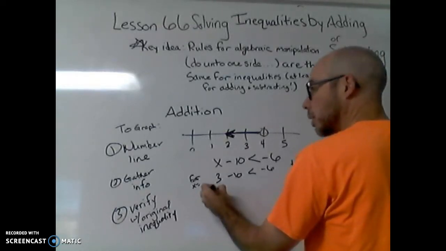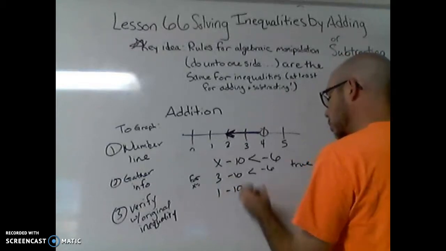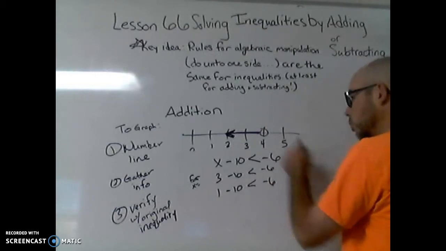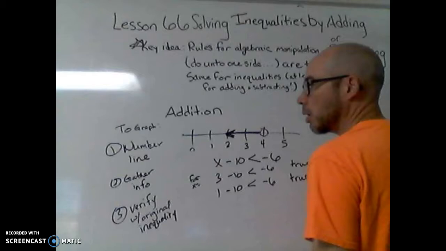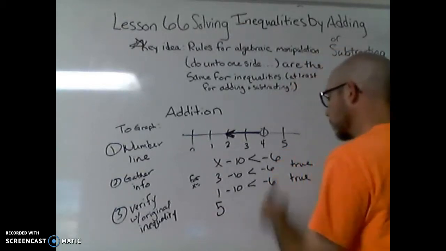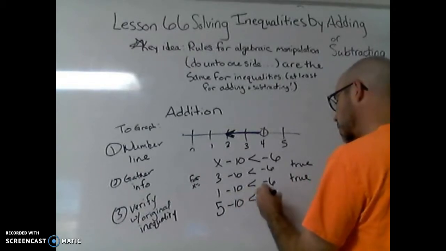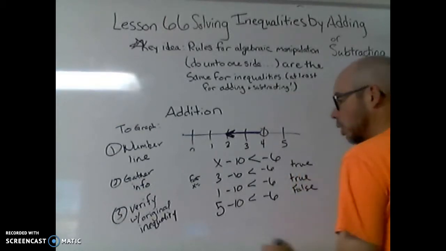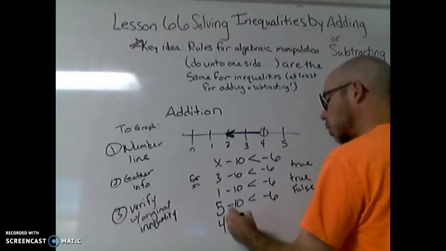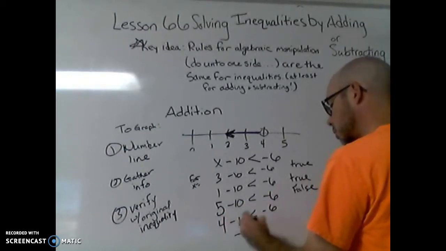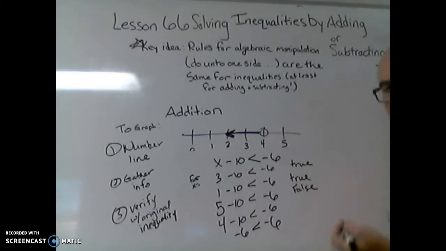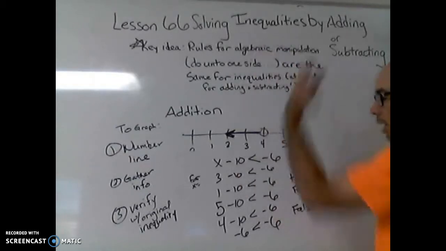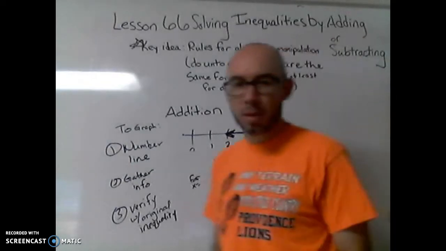Then how about, let's plug in a 1. 1 minus 10 less than -6. Well, yeah, that's -9. So that's true. That goes along with our picture. What if we picked the number 5? Well, it shouldn't work, should it? 5 minus 10 less than -6? No, -5 is greater than -6, so that's false. And then if we plug in 4, if this is true, then -6 is less than -6, and that can't be true. So that is false as well. That lines up with what our picture says, so we must be doing something right.